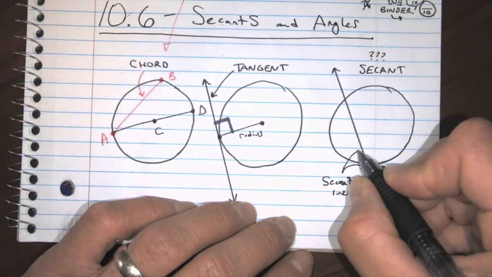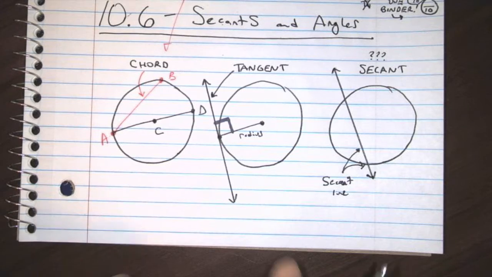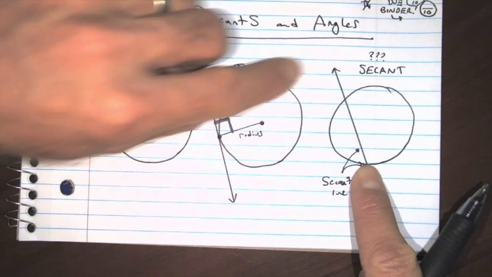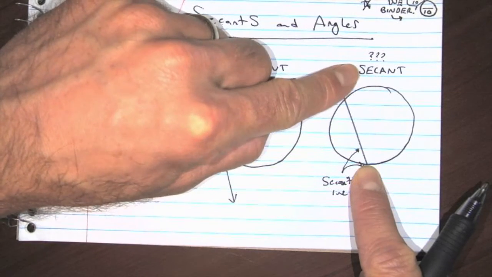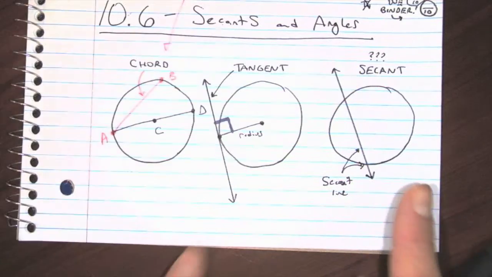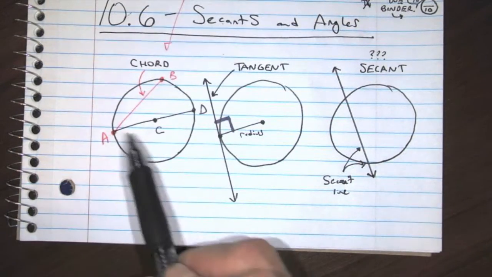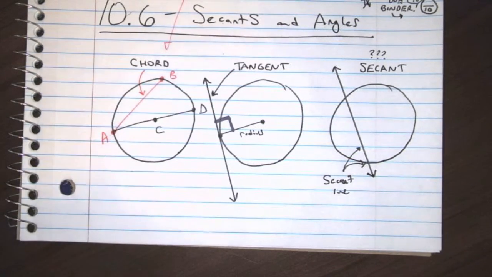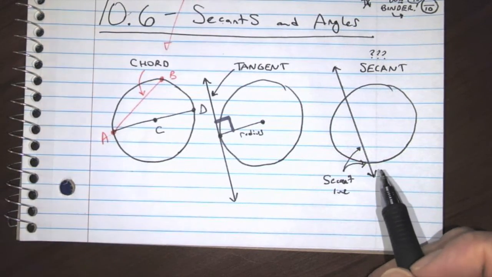Maybe I should just draw it to the line. It sort of looks like a chord. If I were to cover up this extension right here, and if I were to cover up this extension right here, it's kind of a chord, ladies and gentlemen. But the difference between a secant and a chord is that a chord is endpoint to endpoint, a line segment, whereas a secant is a line. That's my lesson today, folks.